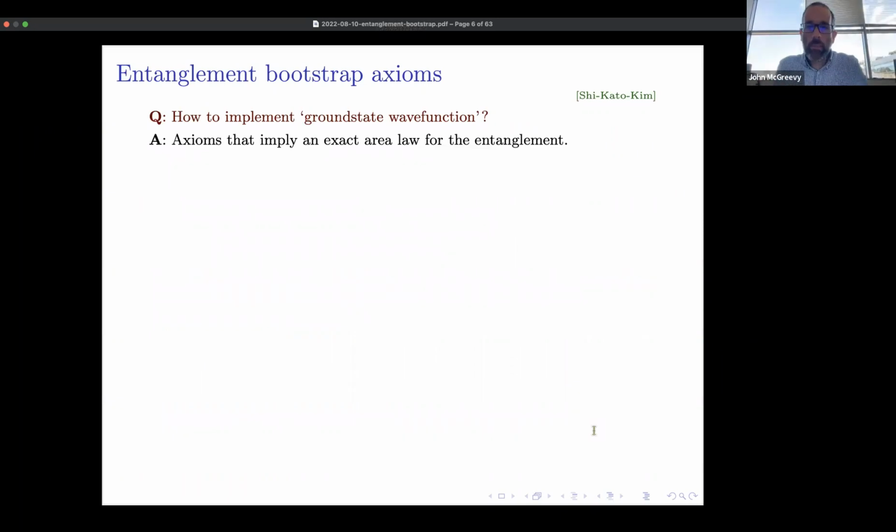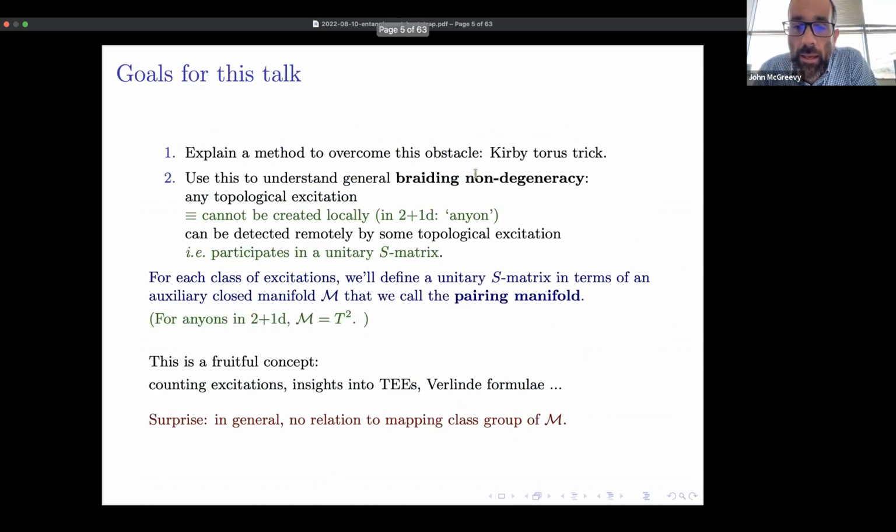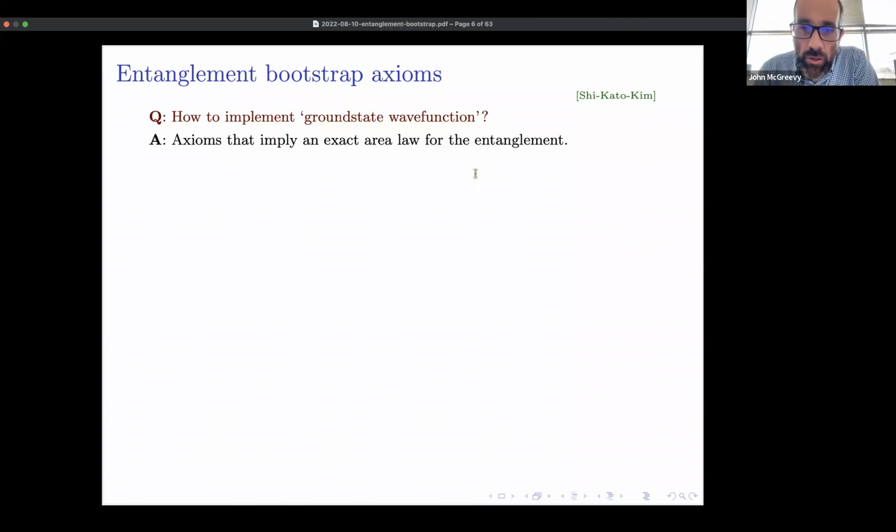So let me back up a little bit. In this question, I said we're going to start with a single topologically ordered ground state wave function. In order to do that, we need to answer the question, well, how do we know that it's a ground state wave function? So in particular, I'm not going to specify anywhere in this talk any Hamiltonian, which, you know, is the kind of thing that generally drives condensed matter physicists crazy.